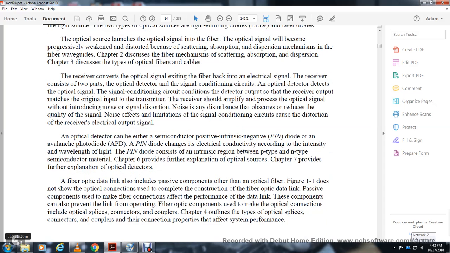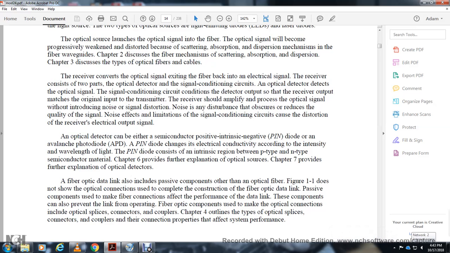An optical detector can either be a semiconductor positive intrinsic negative diode, or an avalanche photodiode. The positive intrinsic negative diode changes its electrical conductivity according to the intensity and wavelength of the light. The positive intrinsic negative diode consists of an intrinsic region between the positive and the negative type of semiconductor material.